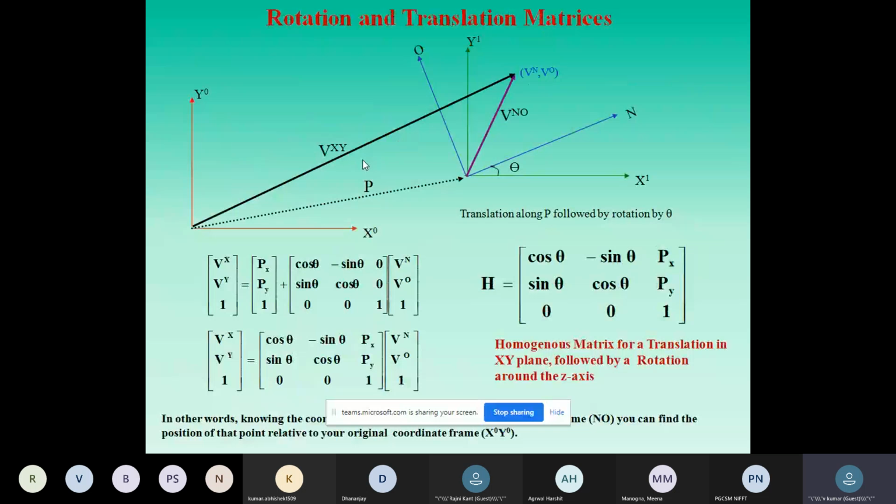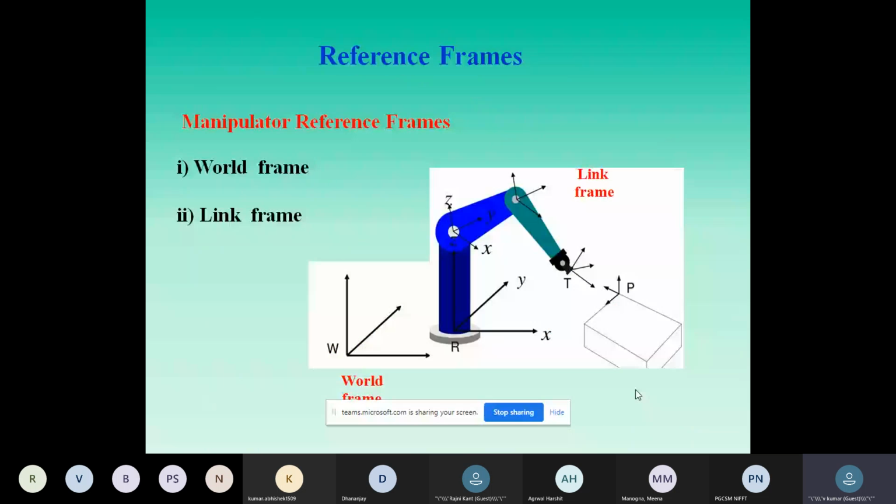Rotation and translation. Do you know the homogeneous transformation matrix? Sominda has already taught it. So just an introduction. If the rotation and translation are combined in one matrix, that matrix is called a homogeneous matrix. Homogeneous matrix for translation in x followed by rotation in z is in this matrix. So actually the homogeneous transformation matrix has a rotation matrix as well as a translation matrix. This is a combination of both. This will be used for our DH parameter.